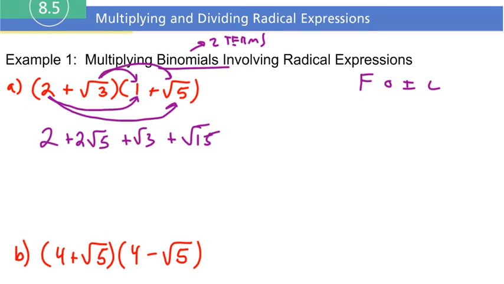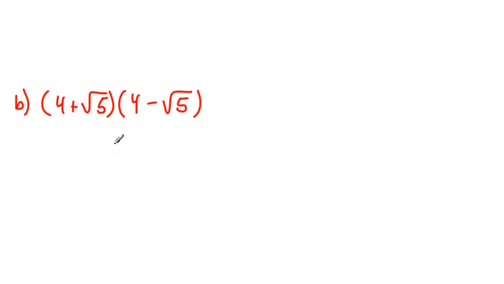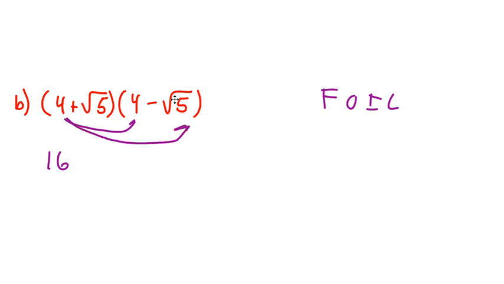Okay, going on to part B, we're going to do the same thing. We're going to do the FOIL method again. The first term, 4 times 4, which is 16. Now the O, outside terms, 4 times a negative radical 5, which is negative 4 radical 5. Let's do the I, the inside term, radical 5 times 4, plus 4 radical 5. Notice that when you multiply a constant number and a radical, the constant number goes first and then the radical. That's just the appropriate way of doing that.